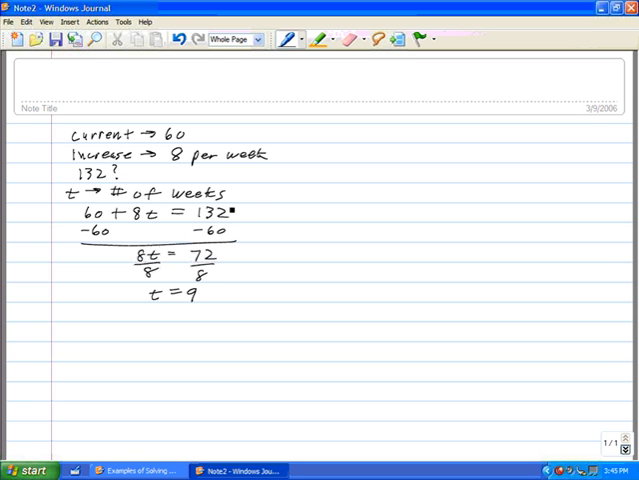And again, anytime you have a situation where you have a current amount that's increasing or decreasing by a constant amount to get a final number, you can always set it up in this fashion. Initial value, or current value, plus whatever it's increasing by per period of time until it equals its final amount.